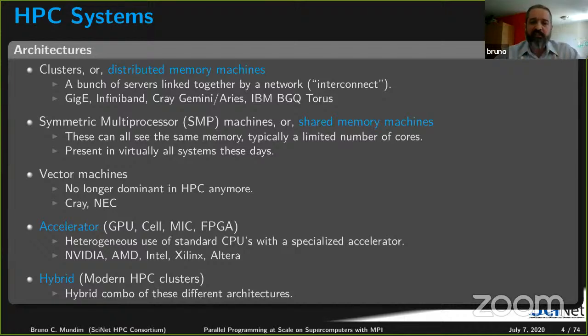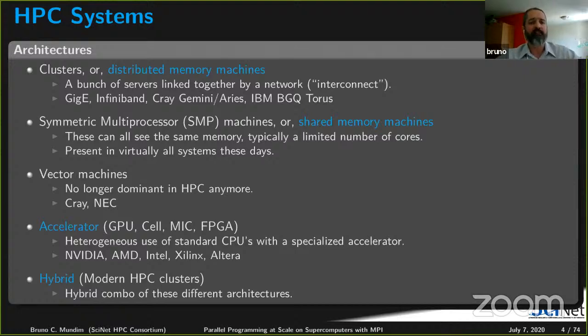As the engineers tried to increase the number of cores, it became more and more complex to manage. Eventually, in order to build a machine that would allow you to run parallel programs, they decided to just connect a bunch of servers together in a network. And that's how the distributed memory machines were born.